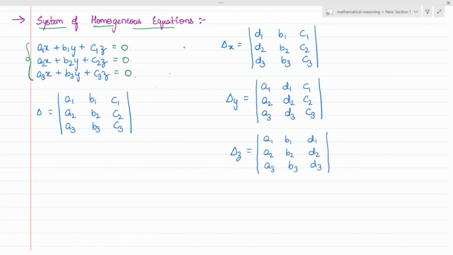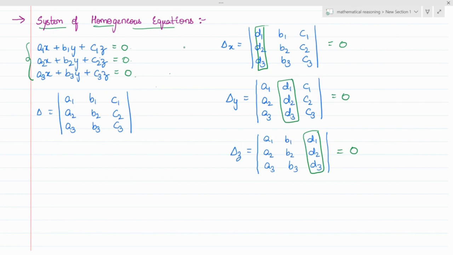We already know that delta is calculated from all the coefficients of x, y, and z. But what's different in this case? Here, if you see delta x, delta y, and delta z, we know that for this system of homogeneous equations the constants d1, d2, d3 will be 0, 0, 0. So automatically, delta x will be 0, delta y will be 0, and delta z will be 0.